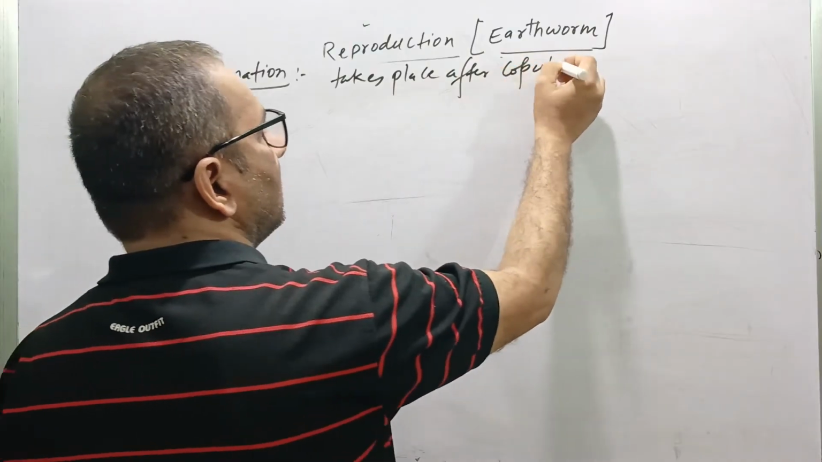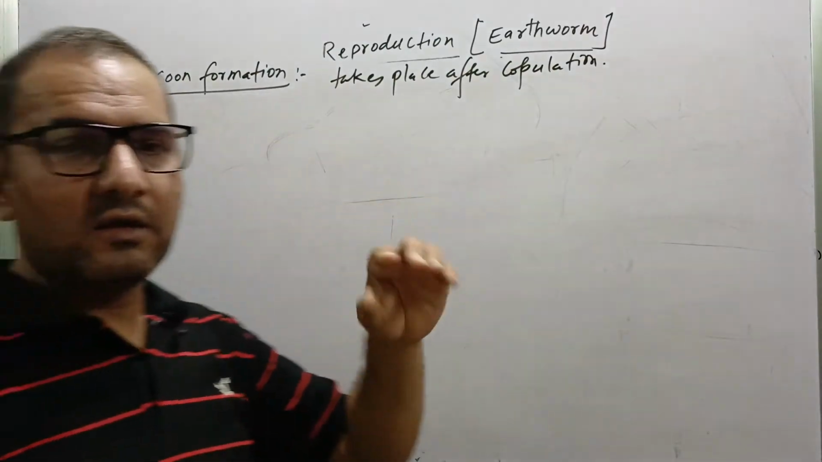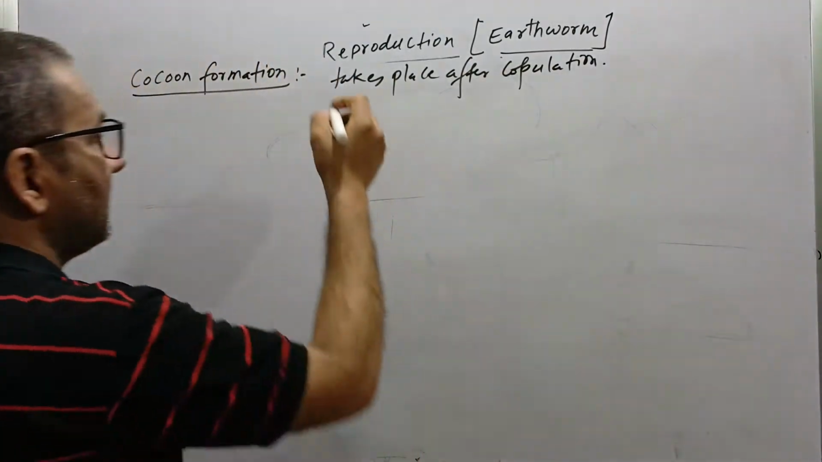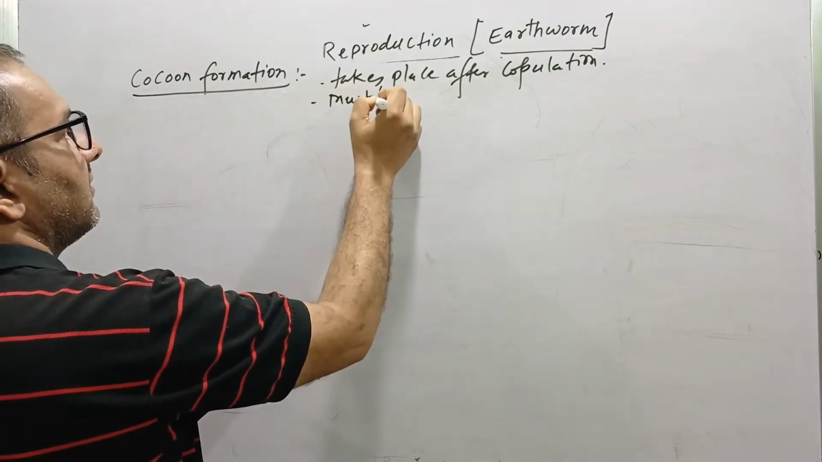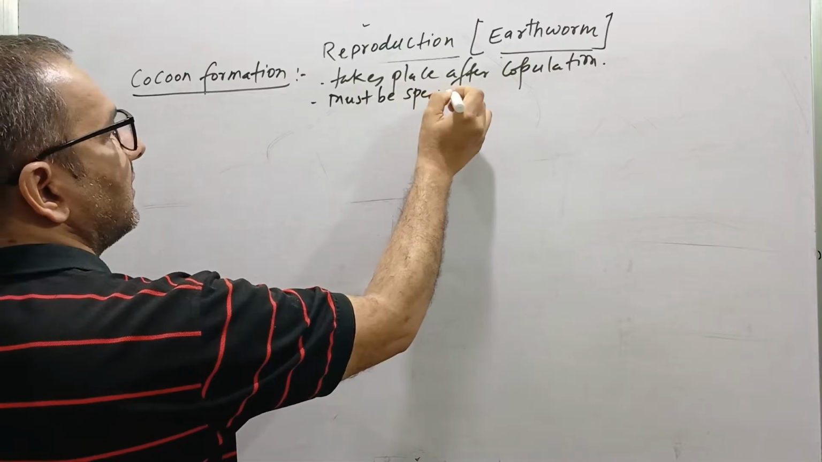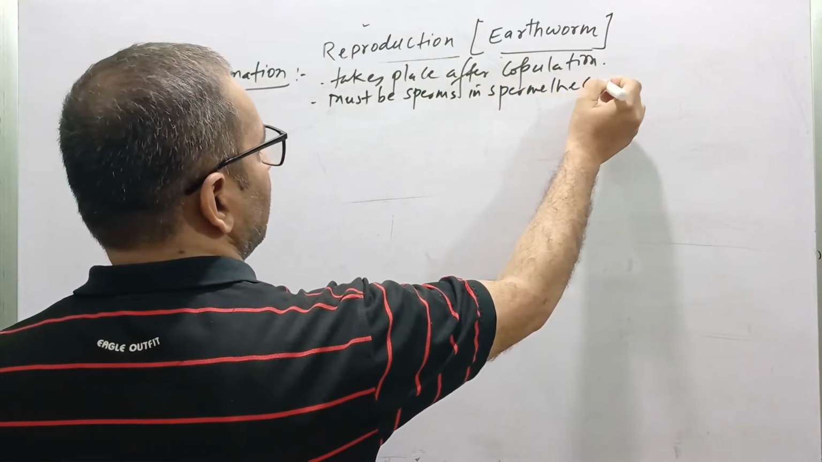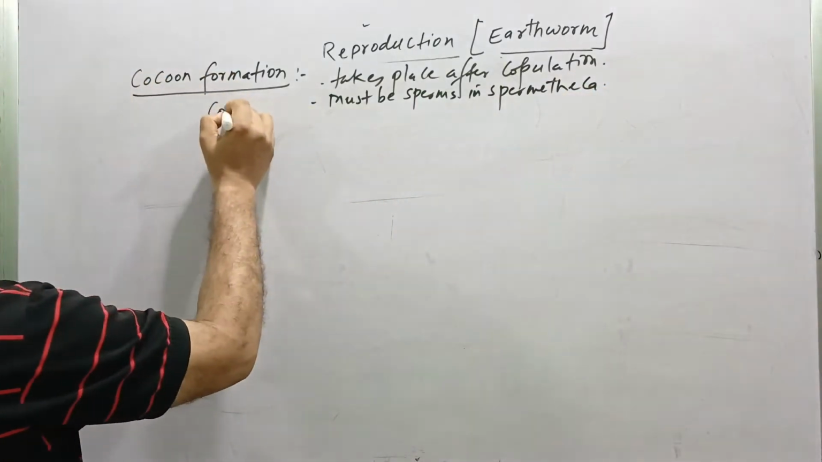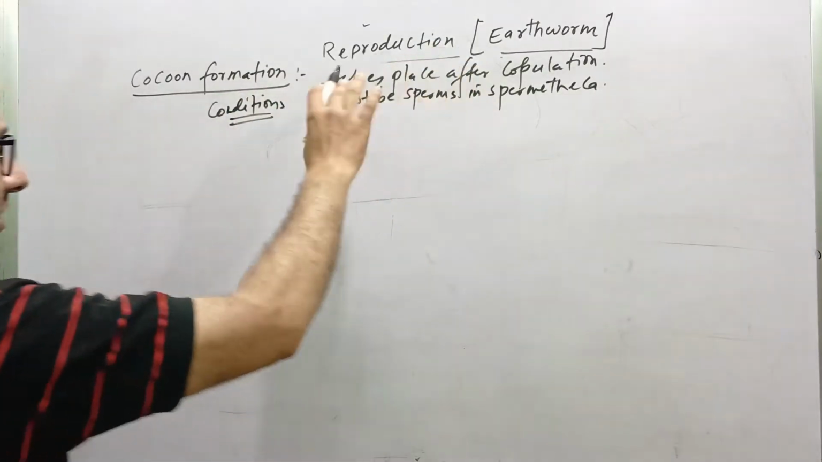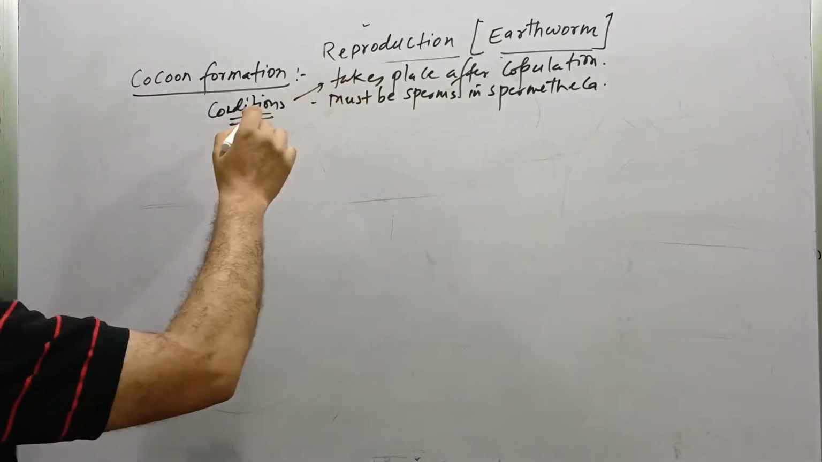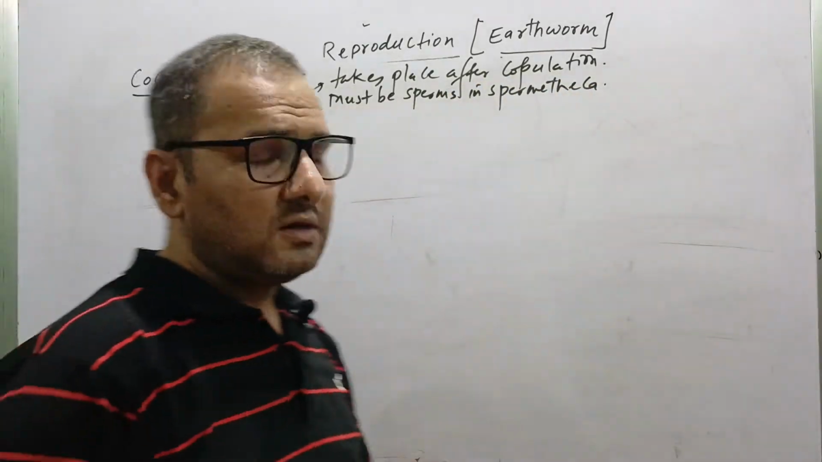after copulation, and one condition which is required for cocoon formation is that there must be presence of sperms in the spermatheca. These are the two conditions: one is it takes place after copulation, another is there must be sperms in the spermatheca.